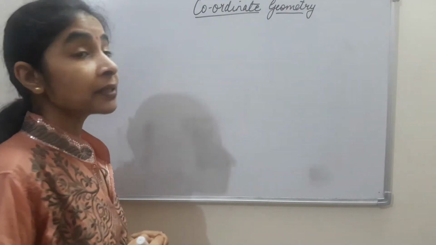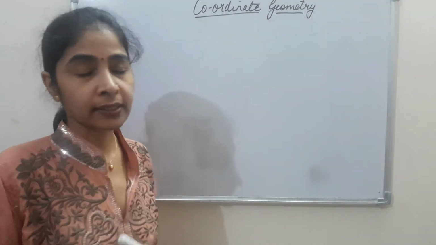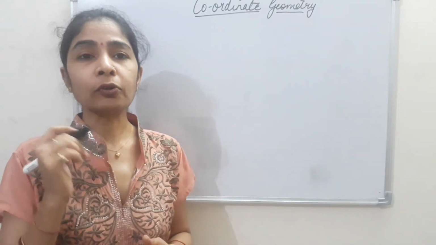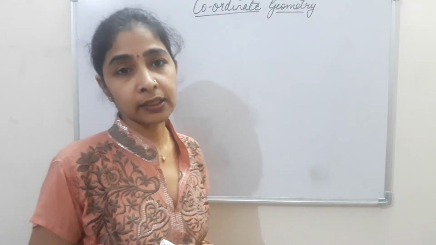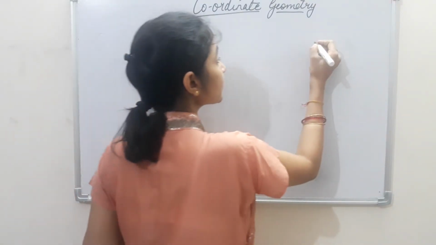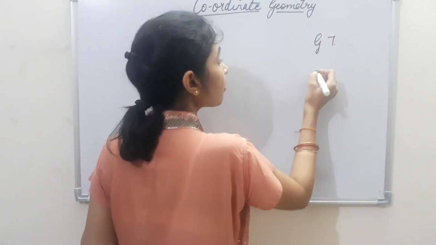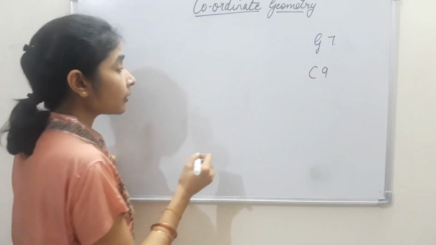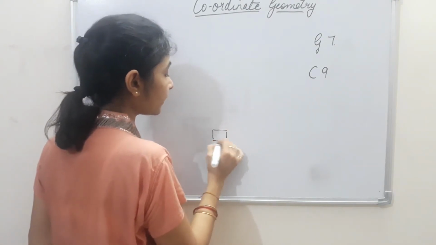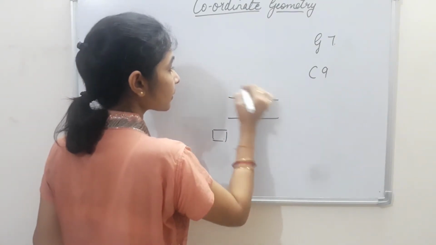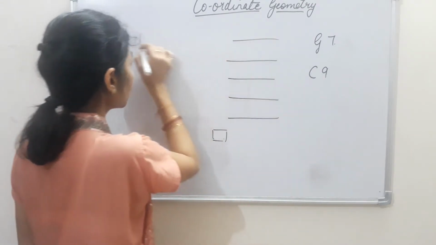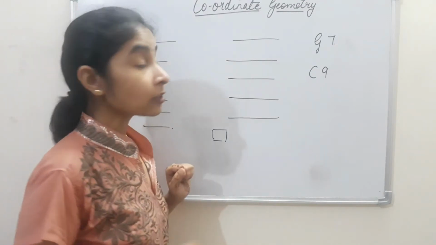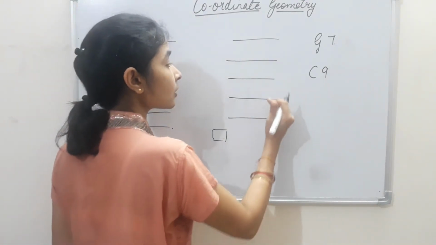That means we are given a plane. Let us start with an example. Whenever you go to a multiplex or a theater, you are supposed to locate your seat. How are you given the seat number? Like it is given as G7, or C9. If the entrance is somewhere here and here you have the seats in rows, you are supposed to find your seat.